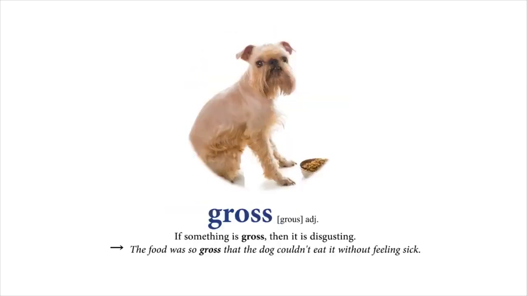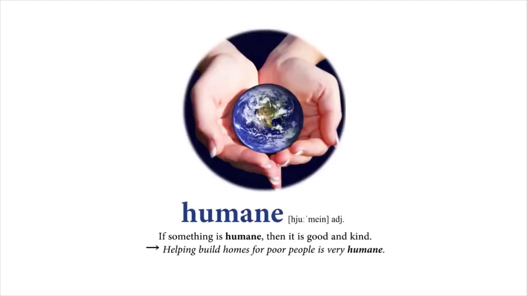Gross. If something is gross, then it is disgusting. The food was so gross that the dog couldn't eat it without feeling sick. Humane. If something is humane, then it is good and kind. Helping build homes for poor people is very humane.